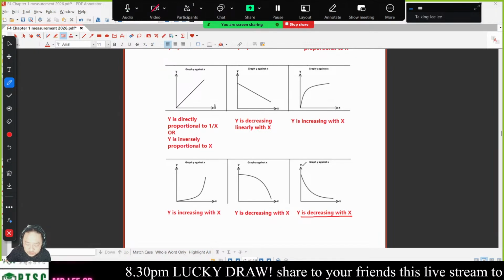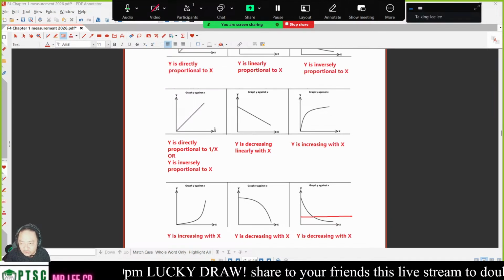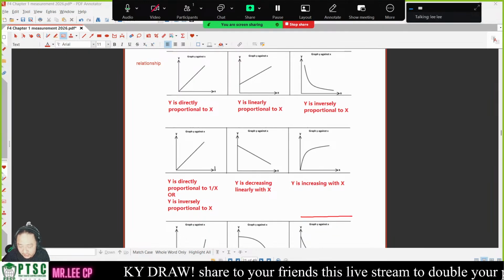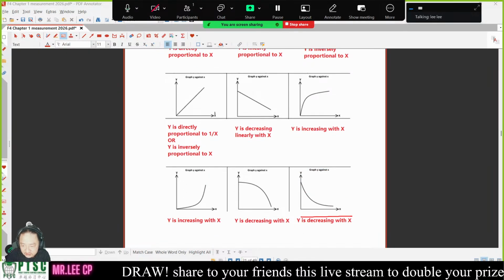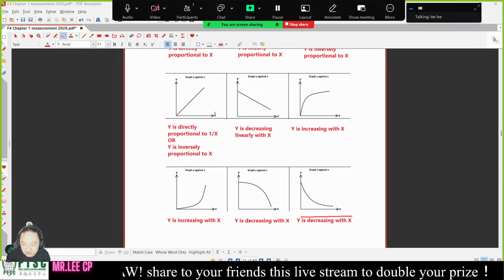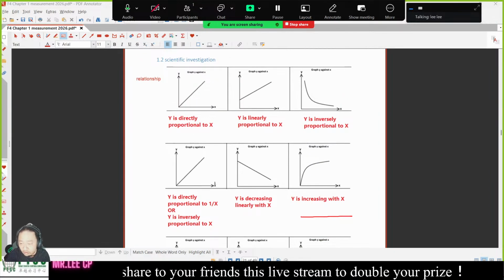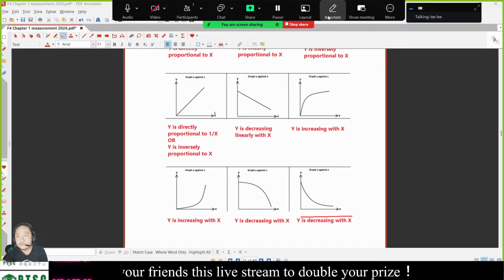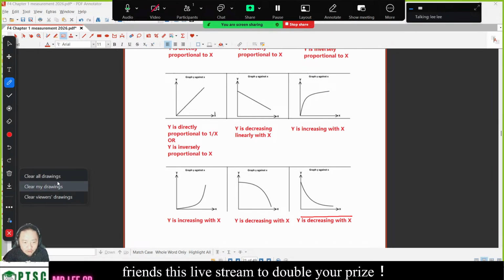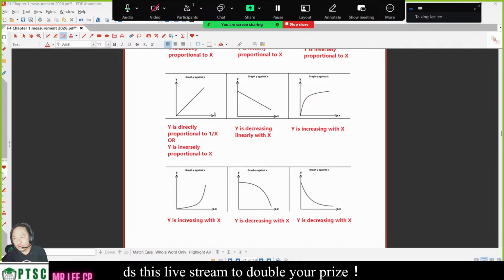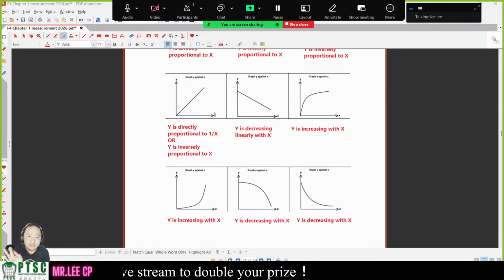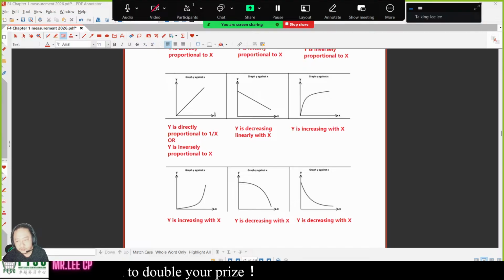But you tell me, isn't this the same as inversely proportional? Yes, but that one is not touching the y-axis, while this one is touching the y-axis. When touching the y-axis, I told you it cannot be called inversely proportional. So it is decreasing with x. Hopefully you know all of these patterns because they will ask in paper 3. Sometimes they will ask one question: what is the relationship of the graph? You need to answer.